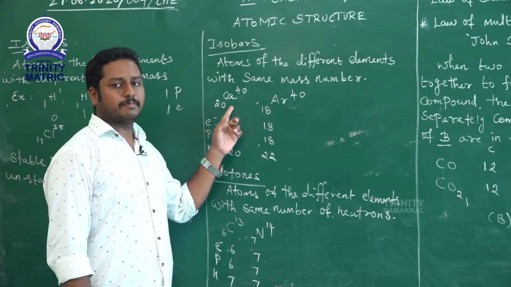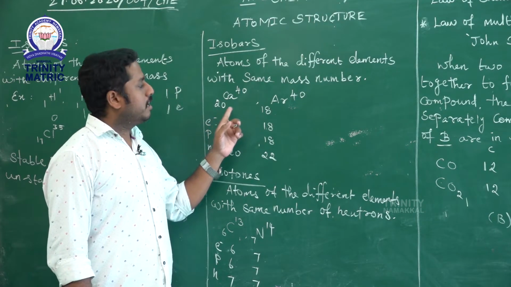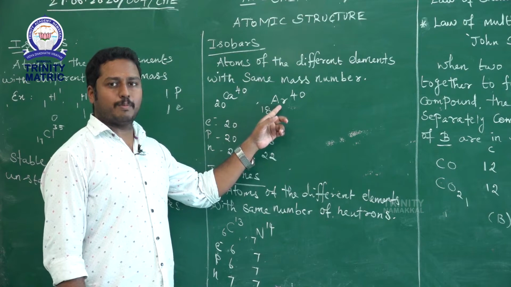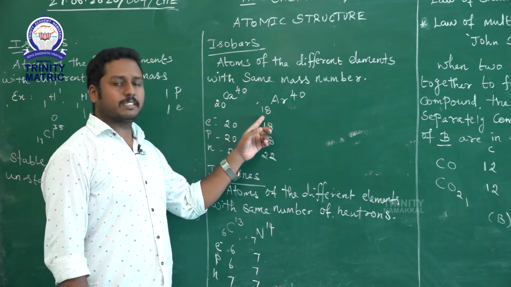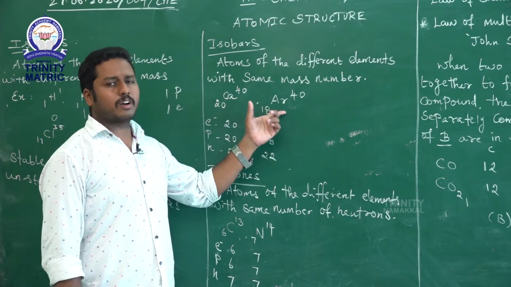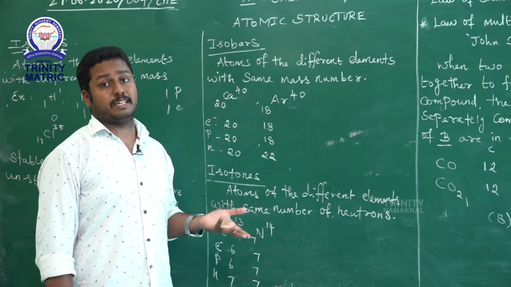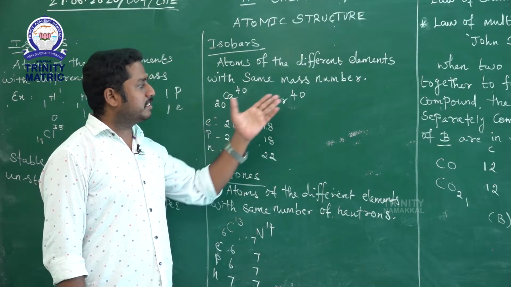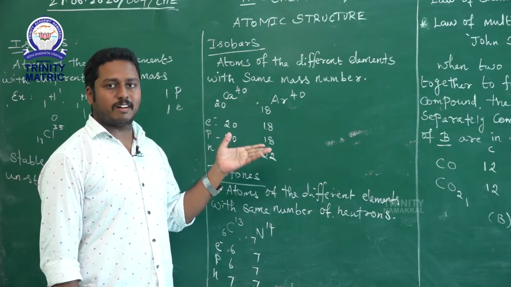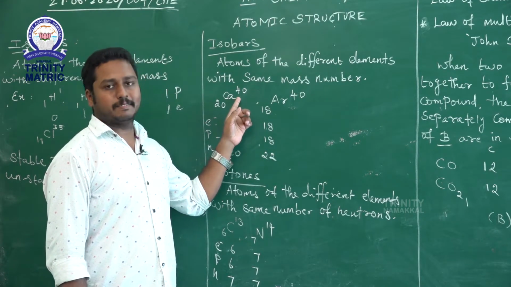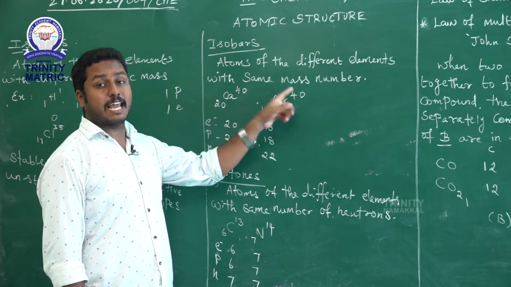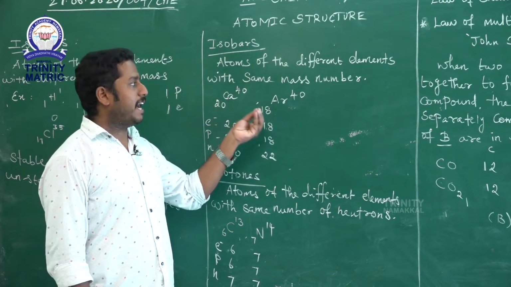Calcium's atomic number is 20 and its mass number is 40. Argon is one of the noble gases, you know that, and it has atomic number 18 and mass number 40. Calcium and argon are atoms of different elements, but they have the same mass number. What is the mass number? 40.